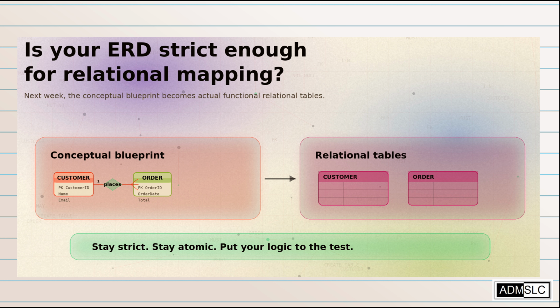So I want you to keep this ultimate question in mind as you finalize your designs this week. Is your logic truly airtight? Because next week, we are turning these conceptual visual blueprints into actual functional relational tables. If there's any vagueness left in your design right now, I guarantee it will cause your database to break later. So, is your ERD strict enough to survive?